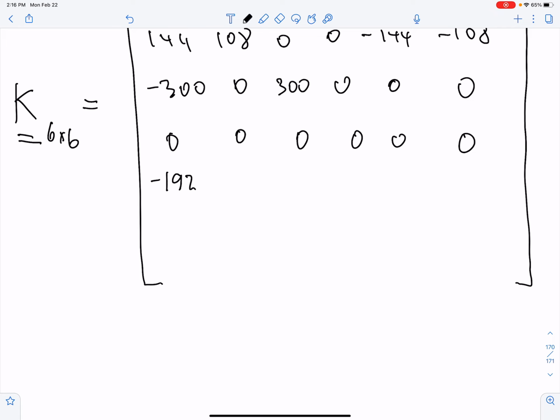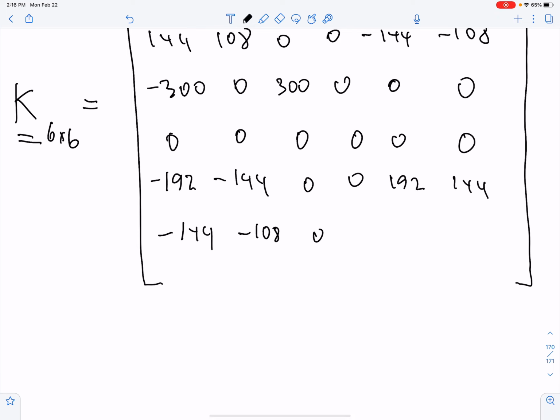This entry is minus 192, minus 144, 0, 0, 192, 144. Minus 144, finally last row, minus 108, 0, 0, 144, and 108. So this is the expanded stiffness matrix.